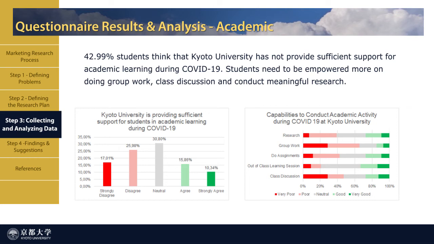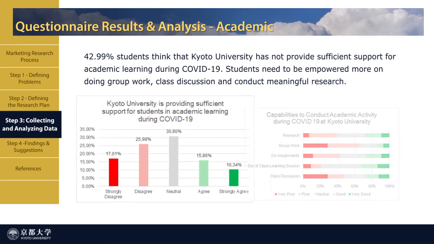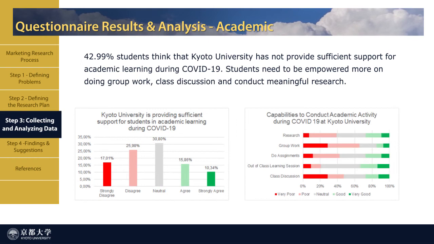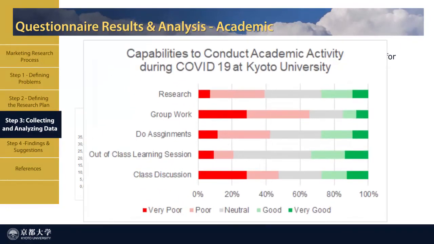42.99% of students in Kyoto University disagree that Kyoto University has provided sufficient support for them to study in this COVID-19 situation. We looked deeper into what capabilities they are having difficulties with, and we found that there are 5 elements in this situation. The first one is research, the second one is group work, the third one is doing assignments, the fourth one is out of class learning, and the last one is class discussions. As can be seen from the chart here, students need to be empowered more in doing group work, class discussions, and conducting meaningful research.